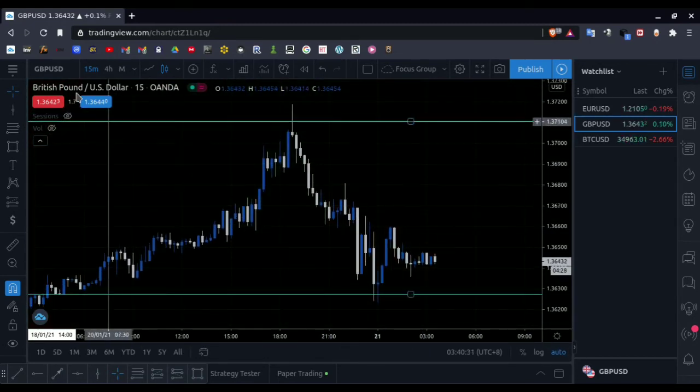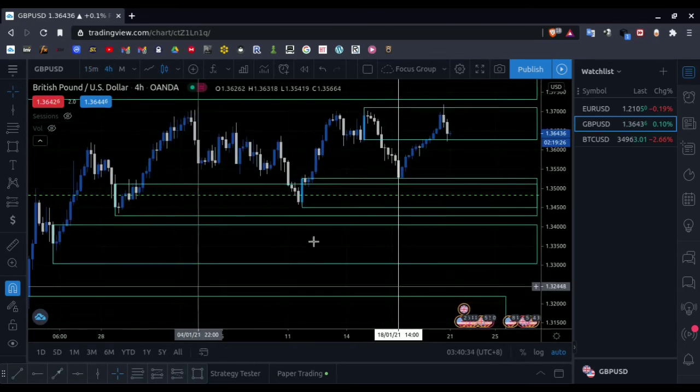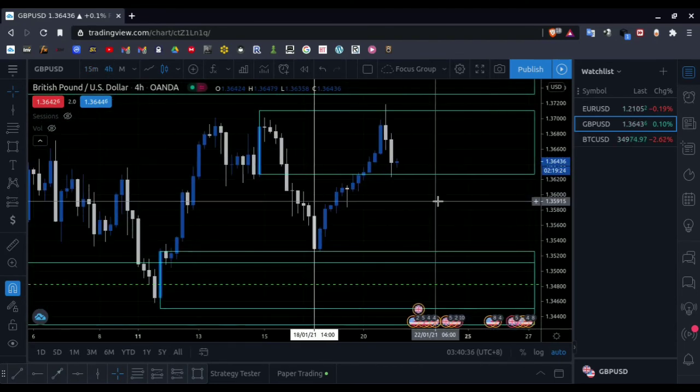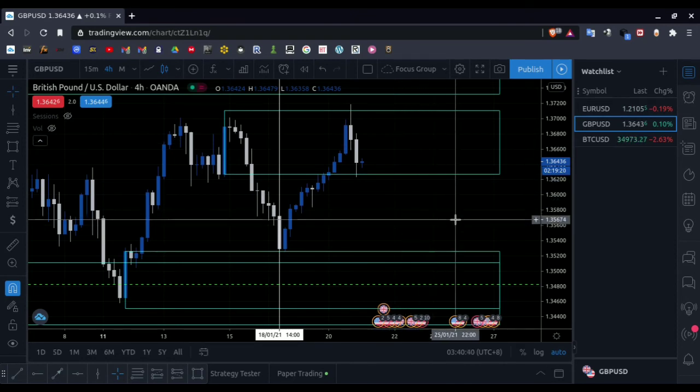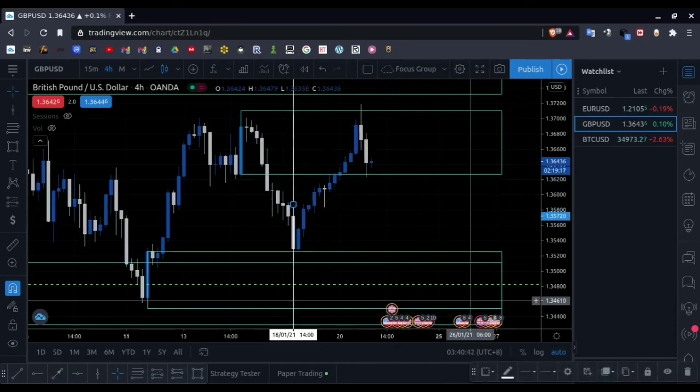So by now you would have moved your stops to break even and you would have secured some profit, because we are going against the trend. Remember, the monthly is bullish and this is a bearish trade, so you want to move your stops to break even as soon as possible and secure your profit as the trade progresses. So that's where we currently are on GBPUSD.